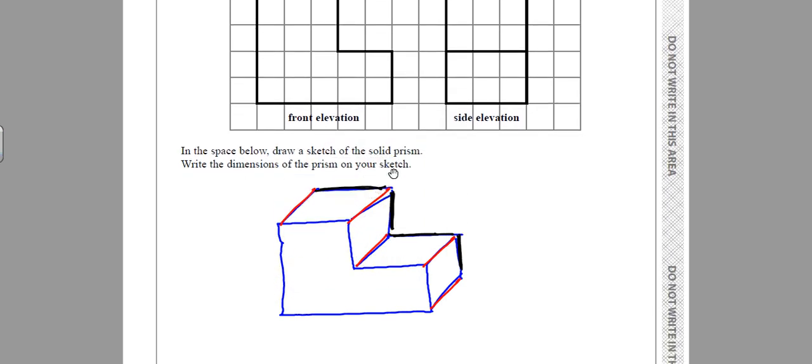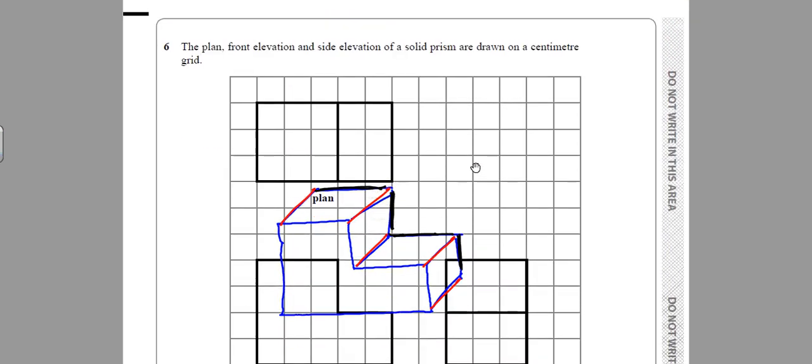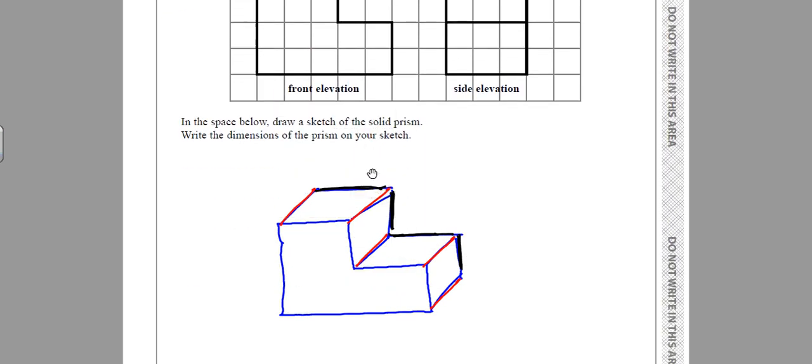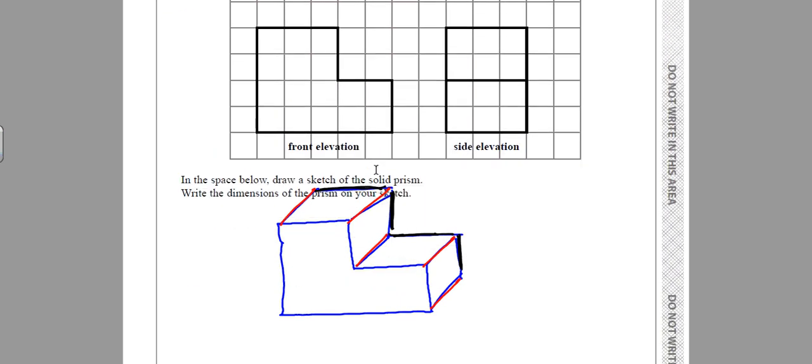It says write down the dimensions. So this is on centimeters squared paper. So therefore we can see here that this here is 5 centimeters. And we've got this here which is 4 centimeters. We've got this here which is 2 centimeters. We've got this here which is 3 centimeters. You can say that one there is 2 centimeters. So this one here, that's the side elevation, so that's going across there, so that's going to be 3 centimeters. And all of these are going to be 3 centimeters. And I think that's about enough for that one. That's all the units that you need on that.